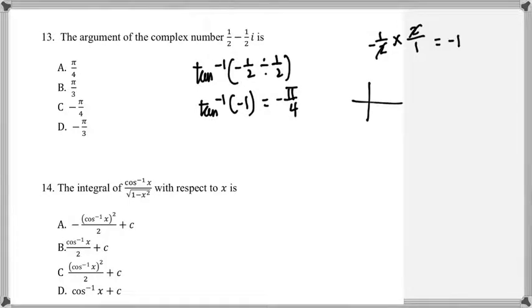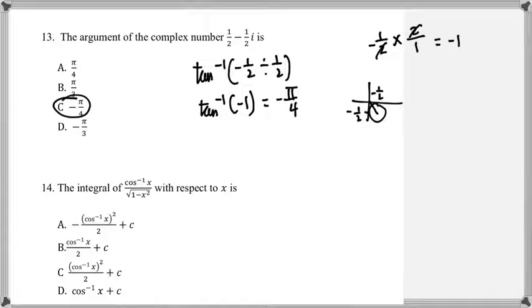But let me see if that's really an answer. We have to figure out where this lies in the Argand diagram. It would lie somewhere here, because the y is negative a half and the x is positive a half. So this would lie here. So this is an answer. That would be the answer here. Negative pi on 4 is C. So that is that. Now let's look at 14.